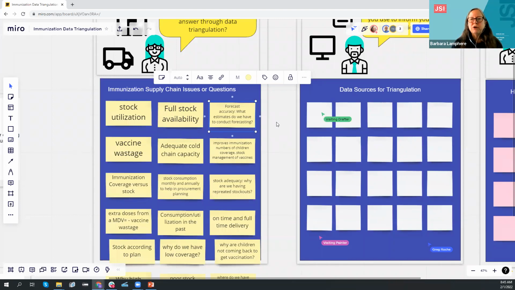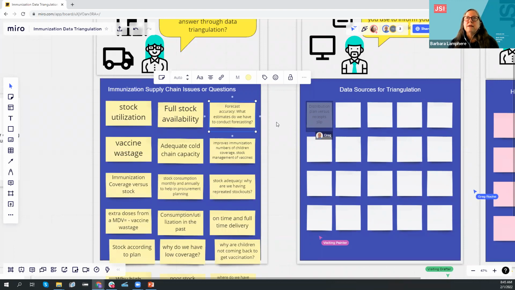And if you want to offer what kinds of data sources you might use in the triangulation, you can put those in the chat as well. And I want you to think really about your own situation, because part of my purpose here is to jumpstart you to do this kind of activity in your own situations.